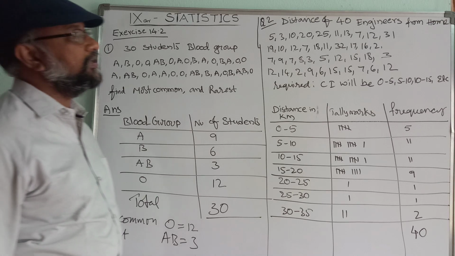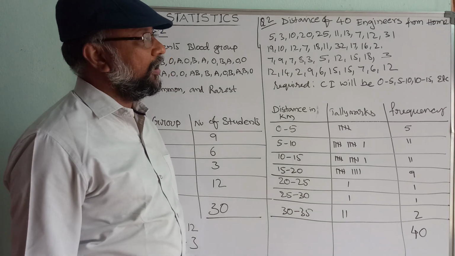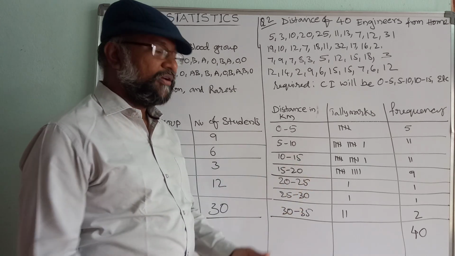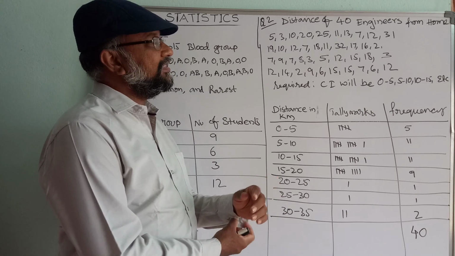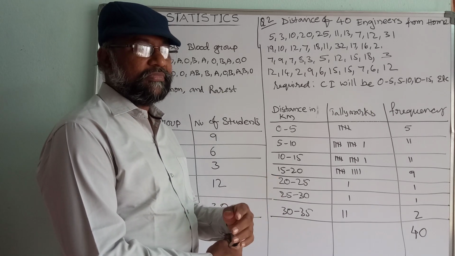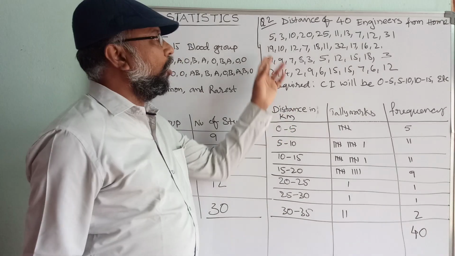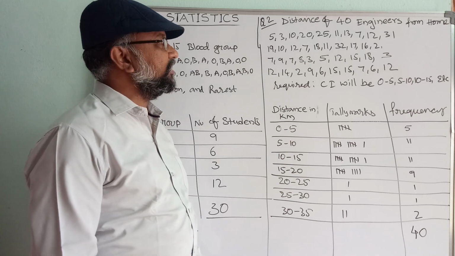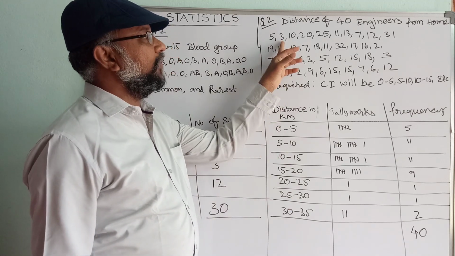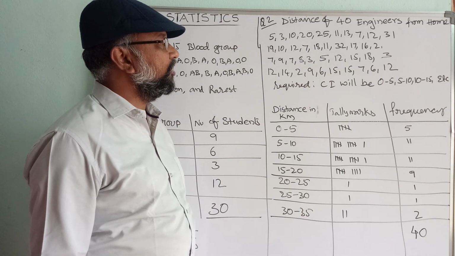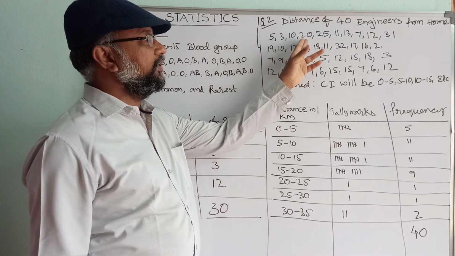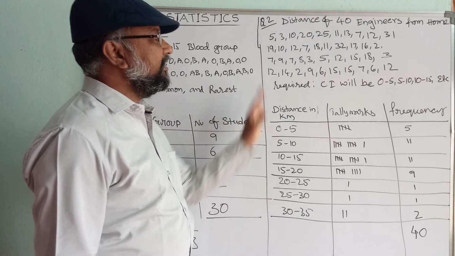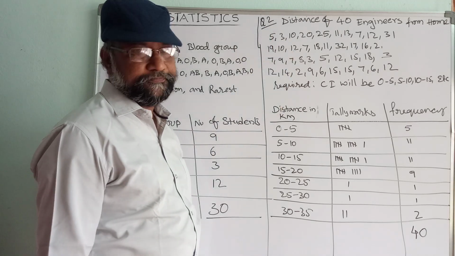Now let us see the second question. Now 40 engineers are there. They are going to their factory from their home. The distances from their home to the factory are given: one engineer can travel 5 kilometers to reach the factory from home, one engineer has to travel 3 kilometers, and one 10 kilometers, 20 kilometers, 25 kilometers, 11, 30, 7, etc. Here 40 numbers are given.